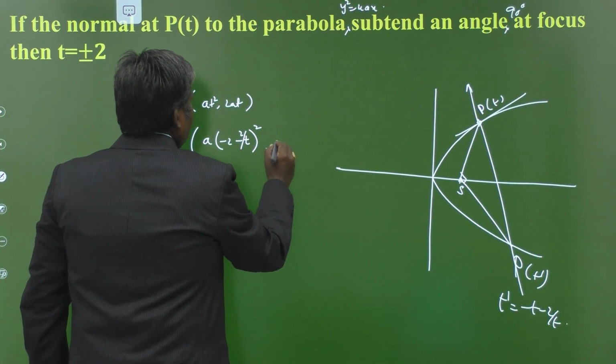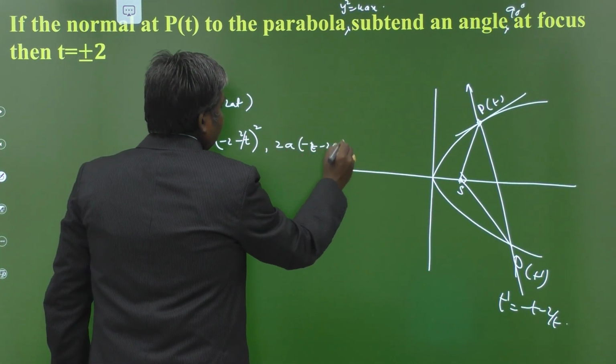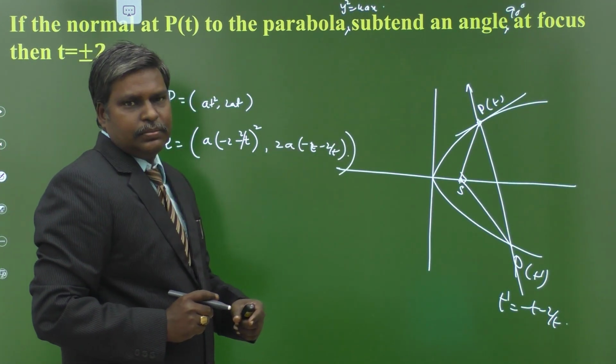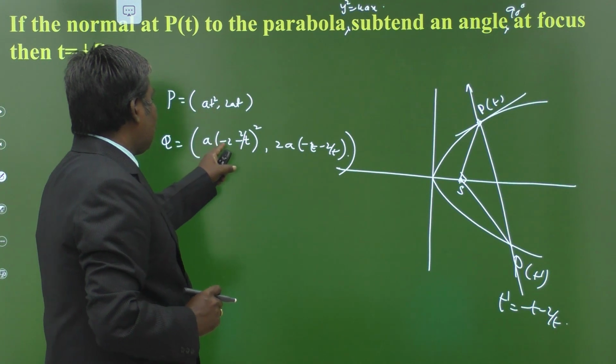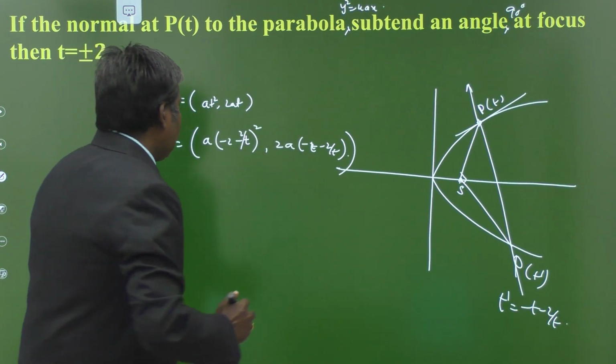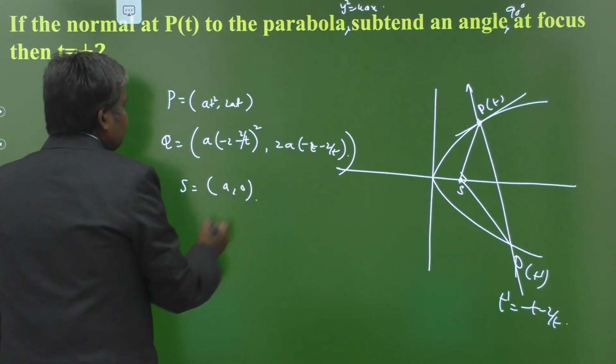Whole square comma 2A into minus T minus 2 by T. Am I correct or not? These are the coordinates of Q. So instead of T you have to write minus T minus 2 by T, then we obtain the other extremity. What are the coordinates of focus? S is equal to A comma 0.